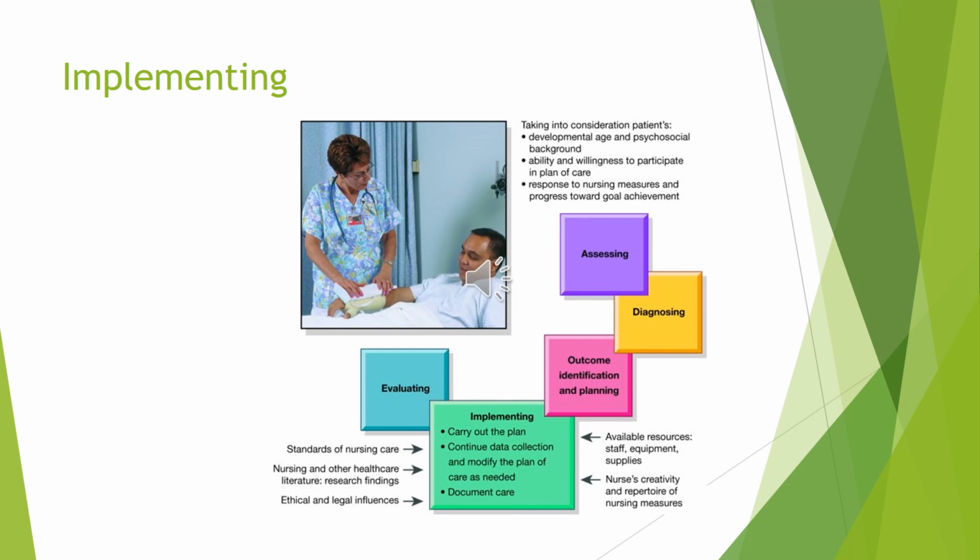So on pages 488 to 490, it talks about each of these nursing variables in further detail. Implementation of care is influenced by nursing variables such as the nurse's scope and standard of practice, research findings, ethical and legal issues, resources, and the nurse's knowledge and use of nursing measures.